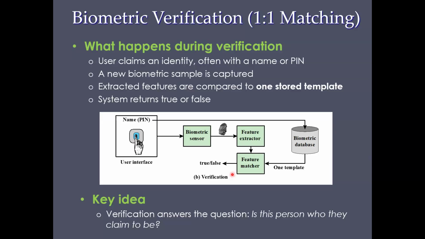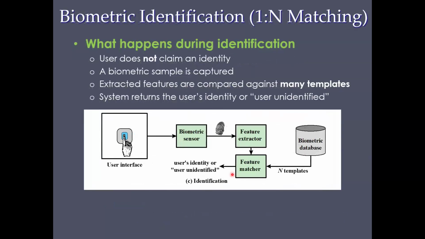So verification answers the question, is the person who they claim to be, and that's obviously what we want to do. What happens during identification is that the user does not claim an identity. A biometric is also captured, feature extraction happens, and those features are compared against multiple templates, and the system returns the user identity. So there's a feature matcher here, and we have user identity or user unidentified.